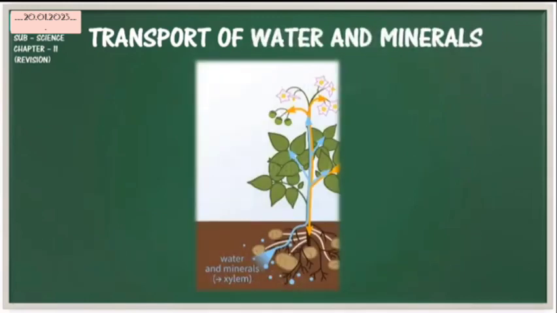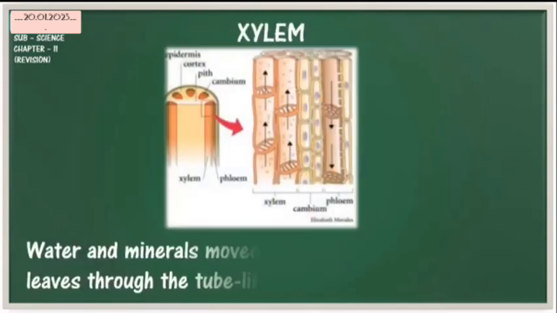Transport of water and minerals. Plant roots absorb the water and minerals from the soil. The roots possess root hair which increases the surface area of the root for absorption of water and minerals that are dissolved in the water. It is moved from roots up to the stem and leaves through a tube-like tissue called xylem.